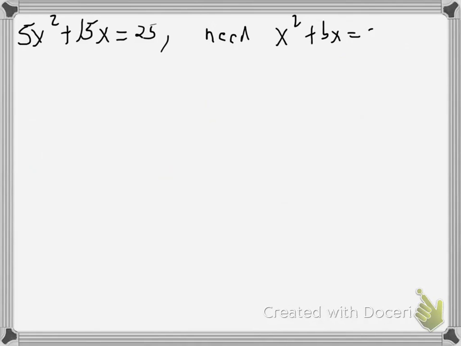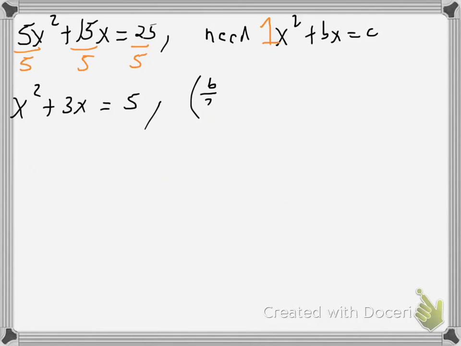Another example we had in class here is 5x squared plus 15x equals 25, and we wanted to complete the square. But we need it in the x squared plus bx equals c form. We want the coefficient to be a 1 there. In order to do that, I'm going to need to divide everything by 5. So I get x squared plus 3x equals 5.